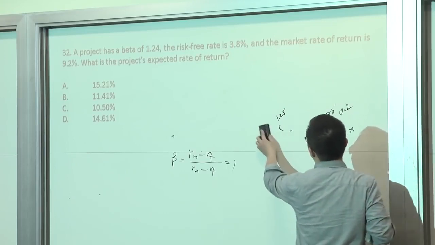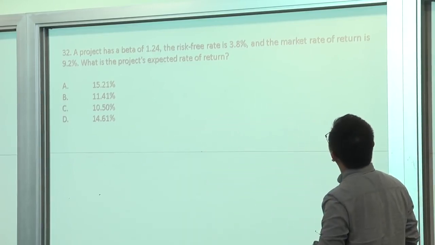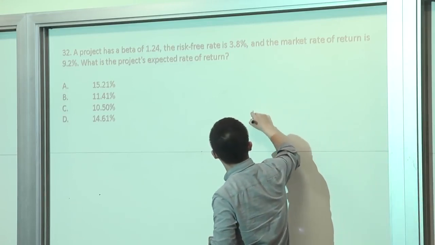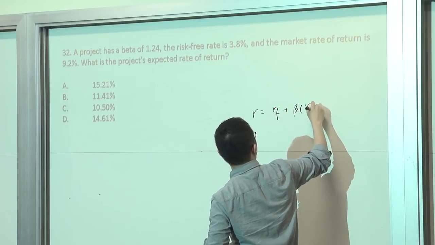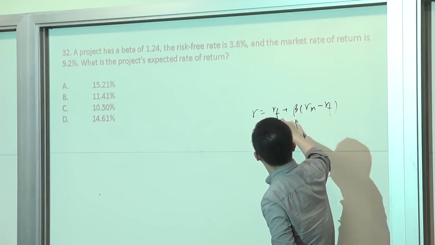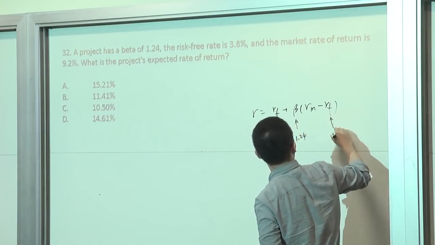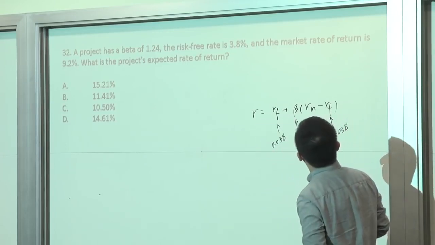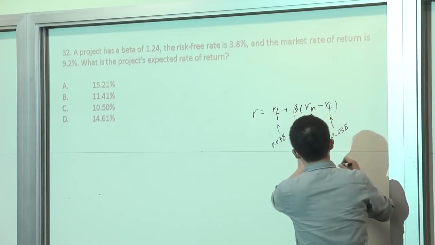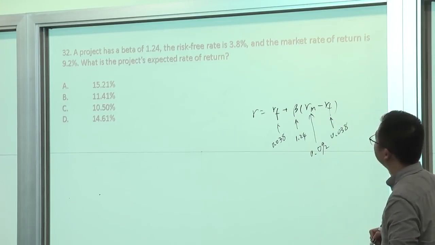Okay, a project has a beta of 1.25, risk-free rate of 3.8%. The market rate of return is 9.2%. What is the expected rate of return? Just plug in the numbers to the CAPM, RM minus RF. So the beta is 1.25, the risk-free rate is 0.038, and the market rate of return is 0.092. So plug in the numbers.